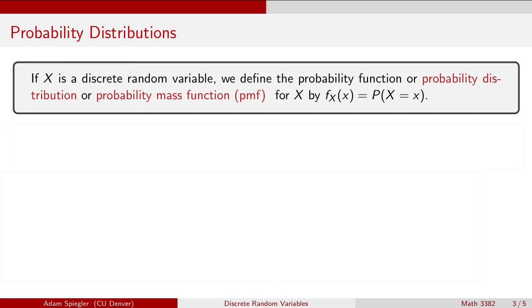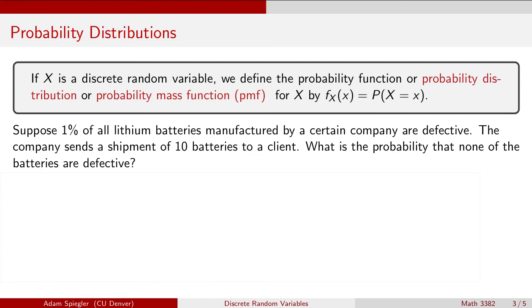We can describe this probability mass function for random variable X. Sometimes you might see it written using more functional notation. More likely, you see it using this probability notation. We'll use both. To motivate this idea of a probability distribution, let's consider the same motivating example where we have a shipment of 10 lithium batteries where each lithium battery has a 1% chance of being defective. And the original question was, what is the probability that none of the batteries are defective?